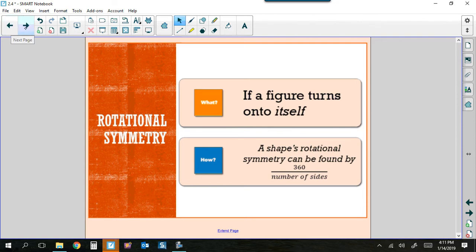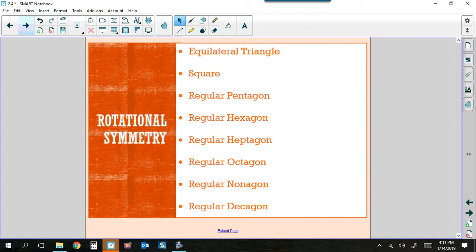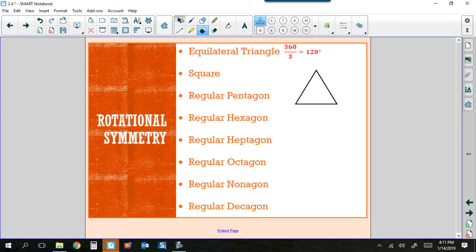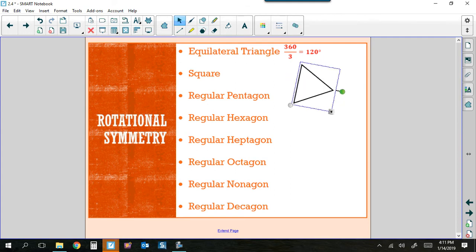So we're going to go ahead and find some rotational symmetry for the following shapes. The first thing you're going to do is take the number 360 and divide it by the number of sides you have. So for the first one, we have an equilateral triangle. So you would simply do 360 divided by 3, giving you rotational symmetry of 120 degrees. Now, what that means is if you were to take a pin and stick it right in the middle of an equilateral triangle and rotate it 120 degrees, it would appear as if it had not been rotated at all.